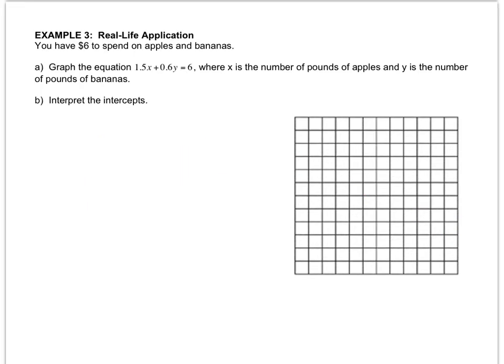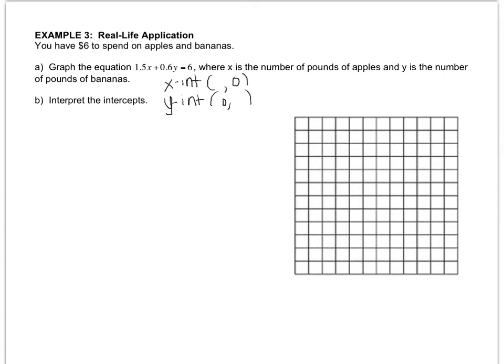All right, last one together. You have $6 to spend on apples and bananas, and they give us an equation that represents the prices of the apples and the bananas. So we have to graph the equation and then also interpret the intercepts. So in order to graph the equation, I'll do my setup. The x-intercept looks like that, and the y-intercept looks like that.